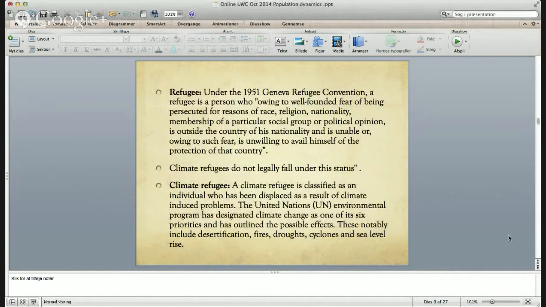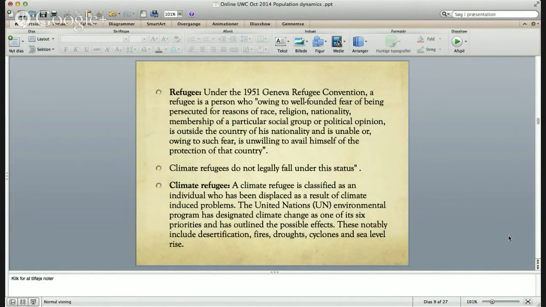Now we're getting to some of the other definitions that are more closely tied to what we're talking about today. A refugee is defined as, under the 1951 Geneva Refugee Convention, a person who, owing to a well-founded fear of being persecuted for reasons of race, religion, nationality, membership of a particular social group, or political opinion, is outside their country of nationality, and is unable, or owing to such fear, is unwilling to avail himself of the protection of that country. That's quite the mouthful. I think if you break it down to something simpler, what it basically means is that if you lived in a country and for some reason it's genuinely unsafe for you and you're forced to leave, then you're a refugee. Now, there might be a lot of different reasons why that happens.